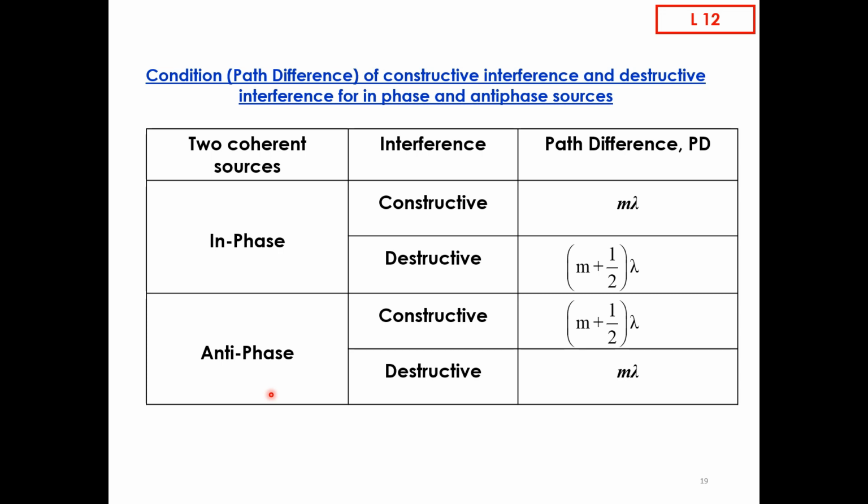For antiphase source, destructive interference, so we use m lambda. For antiphase source, constructive interference, so we use (m plus half) lambda.